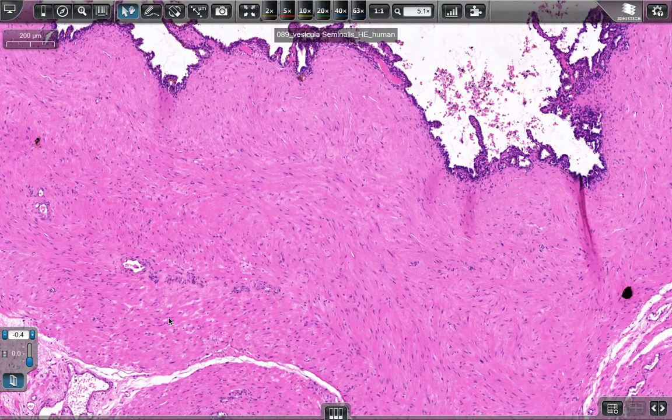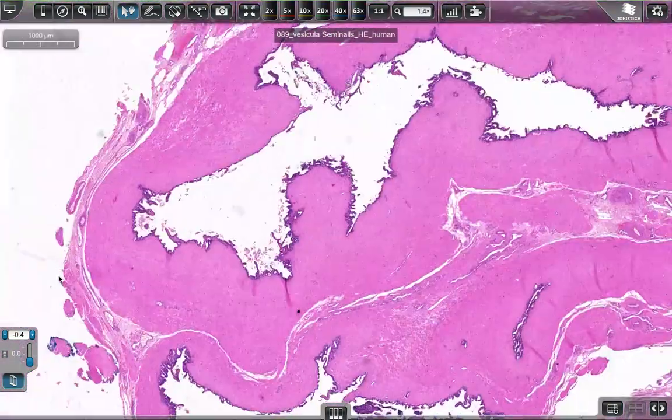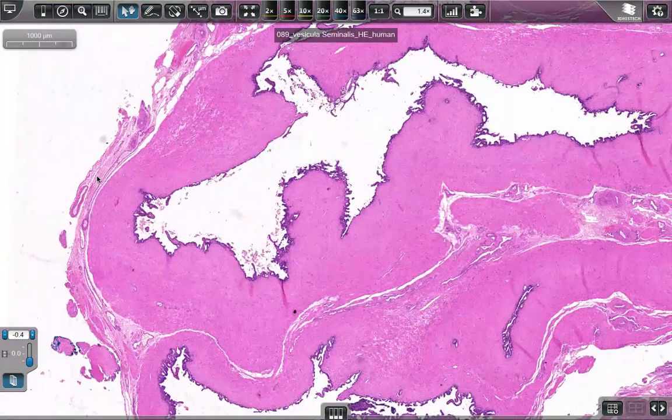Inner circular, outer longitudinal muscle layers. And there is a connective tissue covering, that is adventitia, because it's an infraperitoneal structure, located at the inferior portion of the bladder. So when we're talking about the seminal vesicle, this is a highly coiled tubular gland secreting semen and fructose.